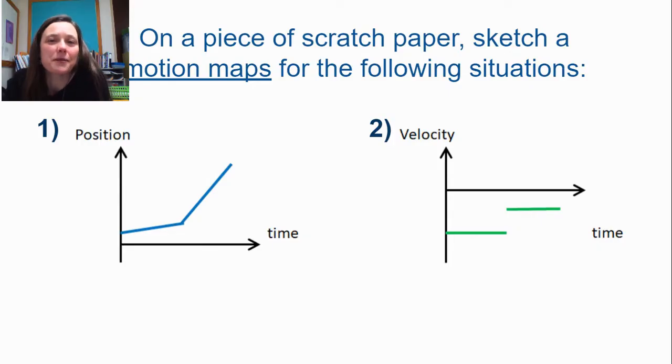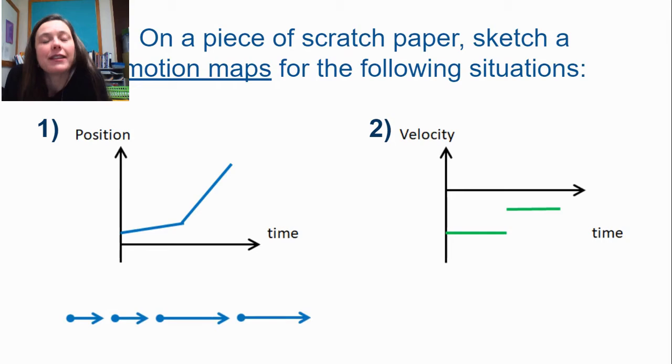All right, let's check your work. In question number 1, you should have drawn something that looks like this. The motion starts off slow and moving forward, and the second portion of the motion is moving faster, so we have larger arrows still pointing in the same direction.